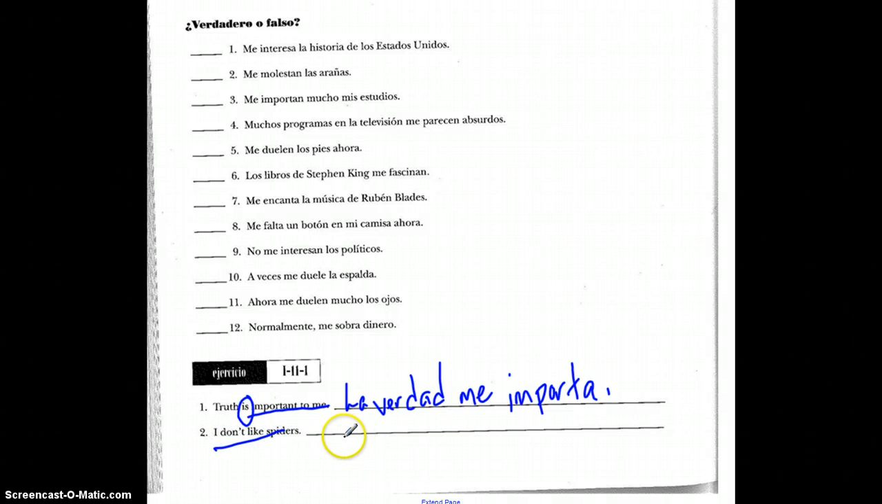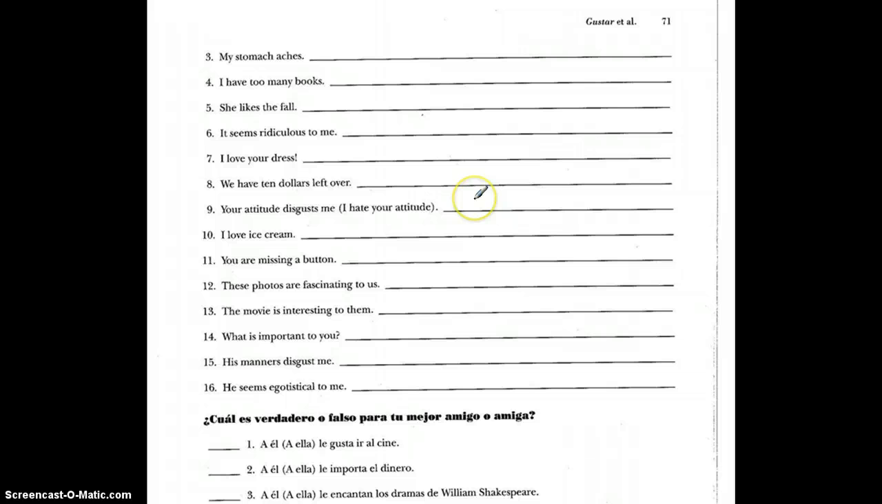I don't like spiders. Okay, so don't is no. Like is gustar, so no me gusta, because I don't like them. And then spiders are las arañas, a word that you don't really know, but I'll put it down here anyway for you. Las arañas. Cool. Let's keep doing some examples here. Let me see if I can get this to go to the next page. Perfect. On the back side of that same sheet, it says my stomach aches or it hurts.